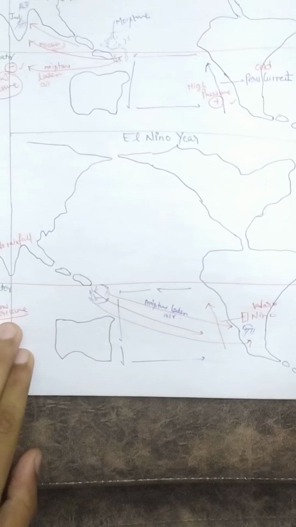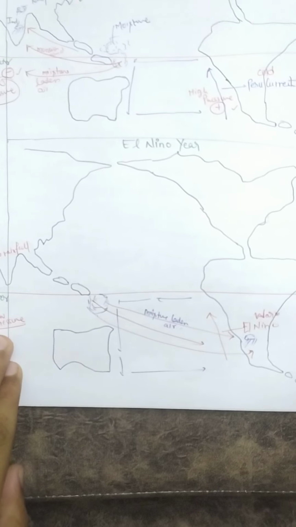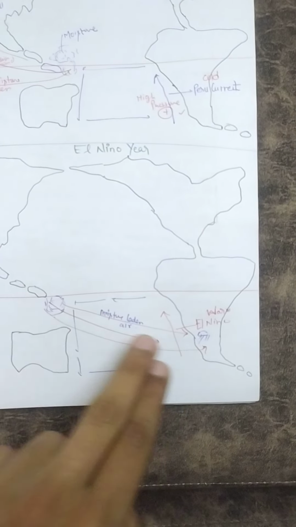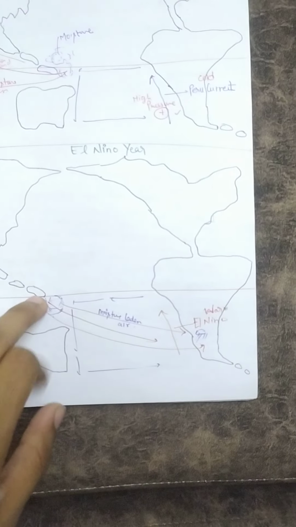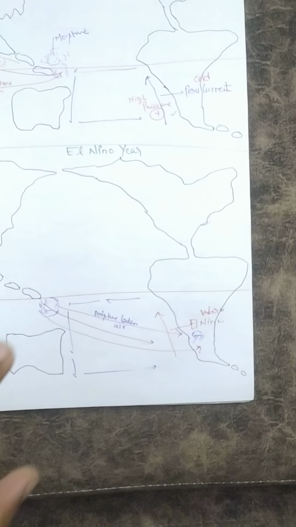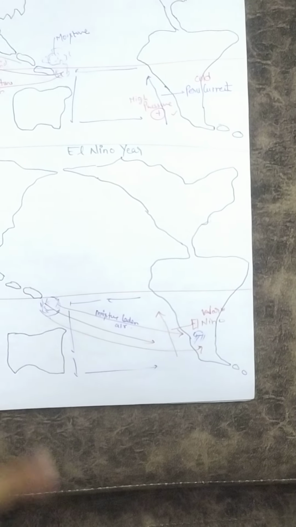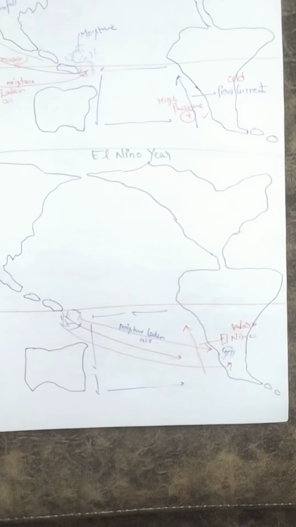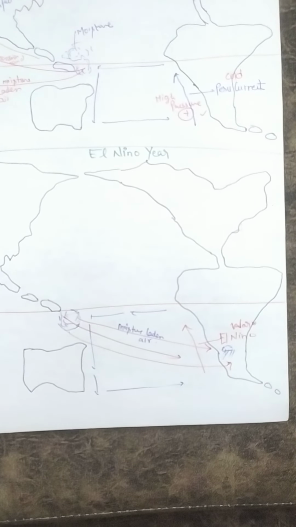Nevertheless, even though there is a low pressure here, a much lower pressure is found here. So that is the reason why, instead of deflecting towards the Indian Ocean, the moisture laden winds get deflected towards the Peruvian coast. And this is the El Nino phenomenon that occurs in the Pacific Ocean.